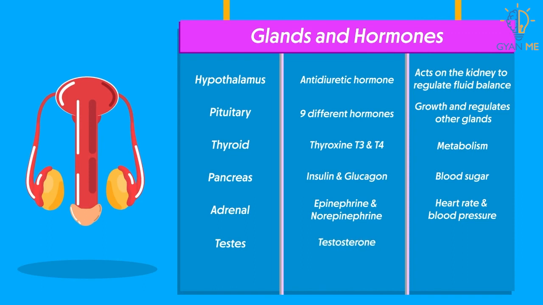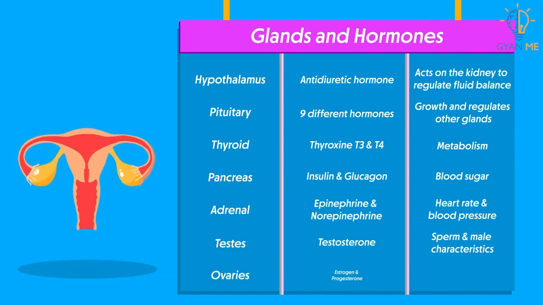Testis produces testosterone, which is responsible for production of sperm and male characteristics. Ovaries produce estrogen and progesterone, which produce eggs and female characteristics.